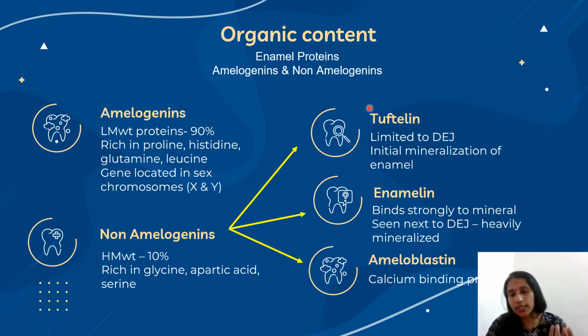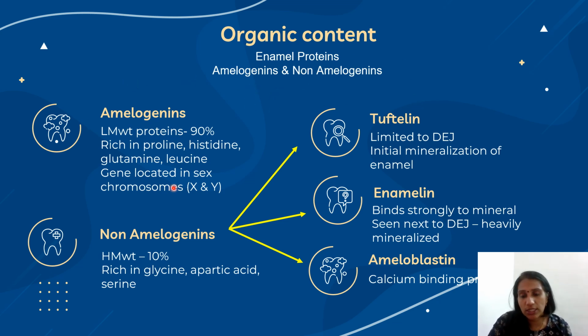So when you look at the composition of a matured enamel, it is just 0.4% which is your enamel proteins. In fact, the ameloblast secretes 100% enamel proteins, so your organic matrix which is initially secreted is completely this enamel protein. But in a matured enamel, you will have just 0.4% of the enamel proteins that were secreted. So it is made up of two types, that is amelogenins and non-amelogenins.